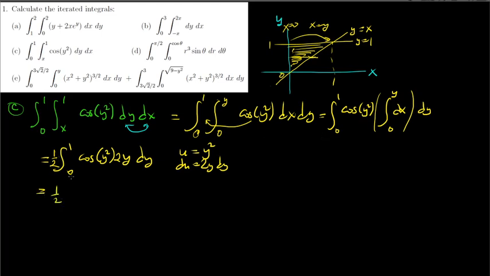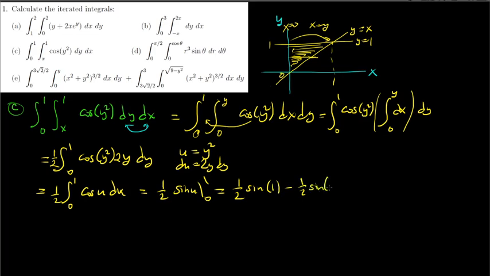And in fact, when y is 0, u is 0. When y is 1, u is 1. So even the limits of integration don't change, which is unusual. That's a u. And the integral of cosine is sine. So we get 1/2 sine of 1 minus 1/2 sine of 0. But the sine of 0 is 0. So in the end, we just get the sine of 1 over 2.